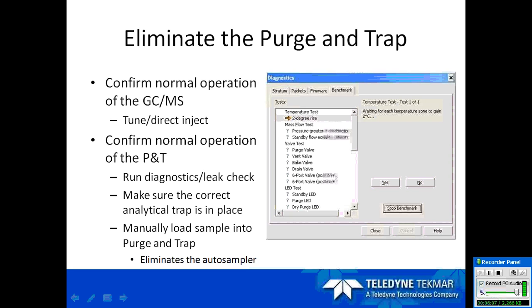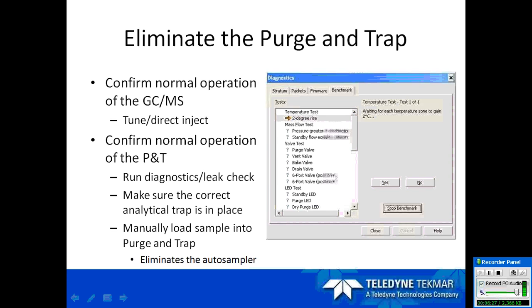So after you eliminate your GC mass spec, you want to then move to your Purge and Trap. You want to confirm the normal operation. The first and most important thing to do is run a leak check, because the leak check will help you identify if there is a leaky valve or a connection that's not leak tight, which could cause some problems down the road.